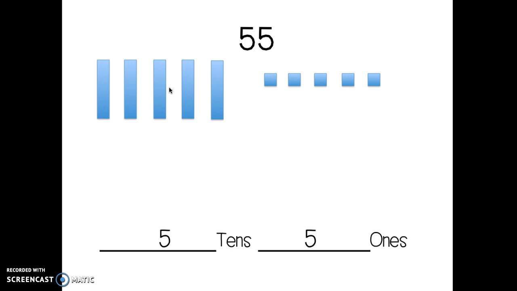Now that we've decided how many tens and ones we have, I want you to write down what are the values of each of these place values. Yes, the value of 5 tens is 50. The value of 5 ones is 5. Therefore, your expanded form answer should be 50 plus 5.